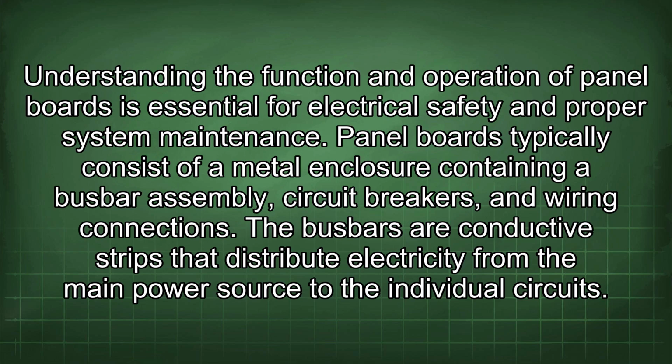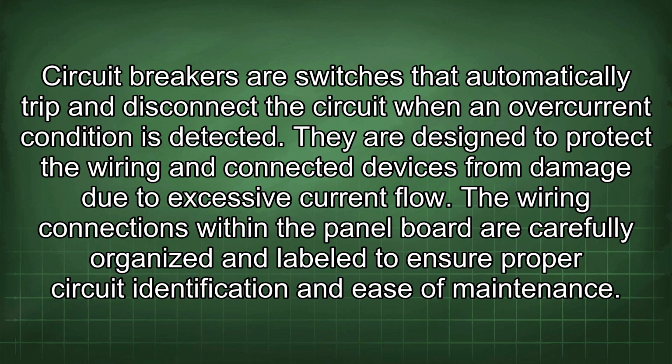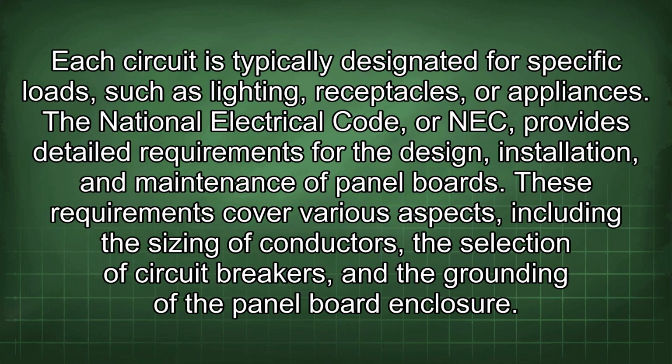Panel boards typically consist of a metal enclosure containing a busbar assembly, circuit breakers, and wiring connections. The busbars are conductive strips that distribute electricity from the main power source to the individual circuits. Circuit breakers are switches that automatically trip and disconnect the circuit when an overcurrent condition is detected. They are designed to protect the wiring and connected devices from damage due to excessive current flow. The wiring connections within the panel board are carefully organized and labeled to ensure proper circuit identification and ease of maintenance. Each circuit is typically designated for specific loads, such as lighting, receptacles, or appliances.